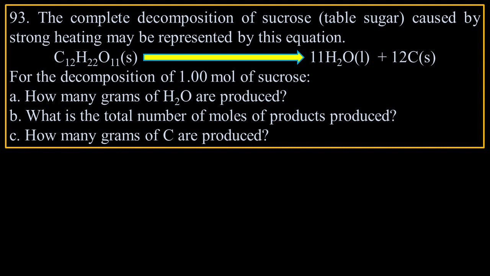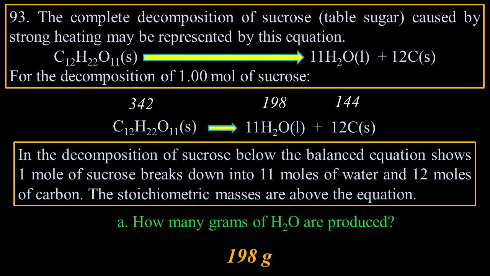Now, on the next slide, I will show you how very basic this really is. Remember, it's on one mole of sucrose, and it says how many grams of water are produced. Well, it's 198, and because I'm not making a big deal out of this, I'm not doing a calculation like I normally do, because it's based on the stoichiometric masses. So it says in the decomposition of sucrose below, the equation shows one mole of sucrose breaks down to 11 moles of water plus 12 moles of carbon. The stoichiometric masses are above the equation. So it's a very basic problem.